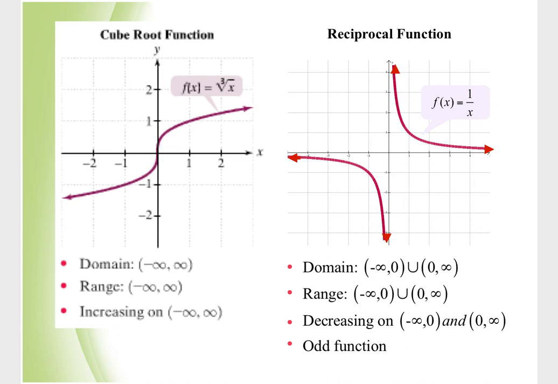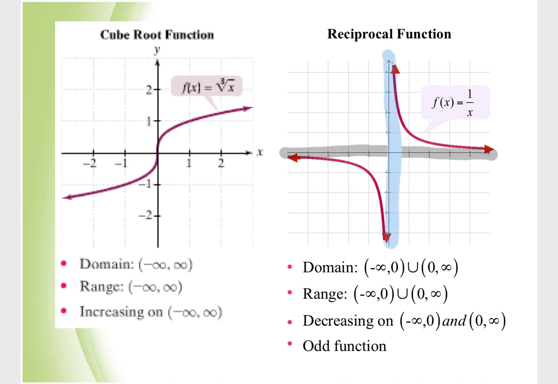Cube root: if you took the square root going in the first quadrant and then reflected it into the third, that is a cube root function. It's a parabola turned on its side with the right side flipped back. And then the reciprocal function, if you remember your rational equations, has a horizontal asymptote at the x-axis and a vertical asymptote on the y-axis.